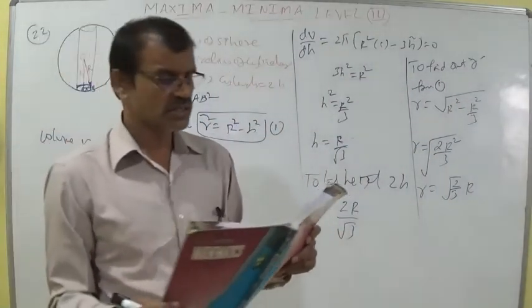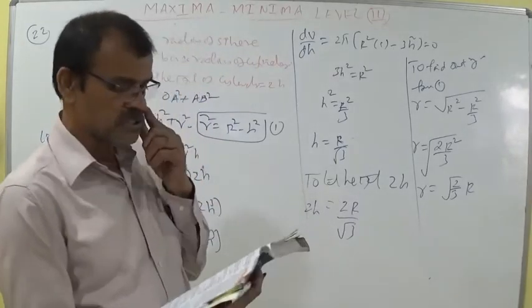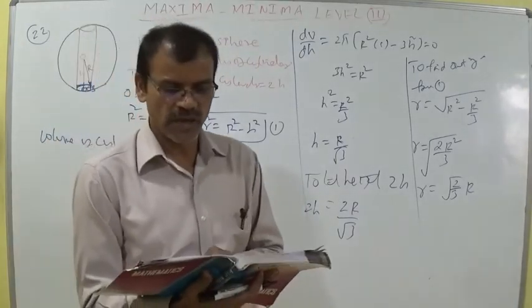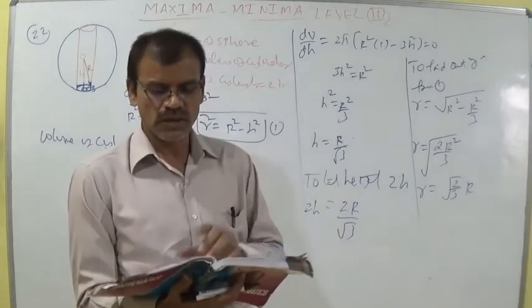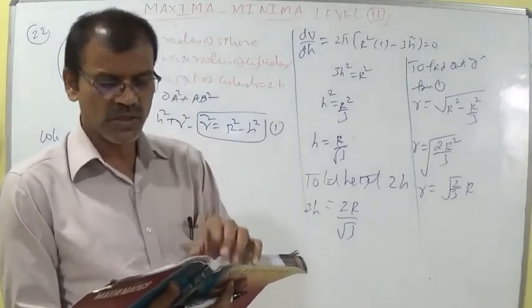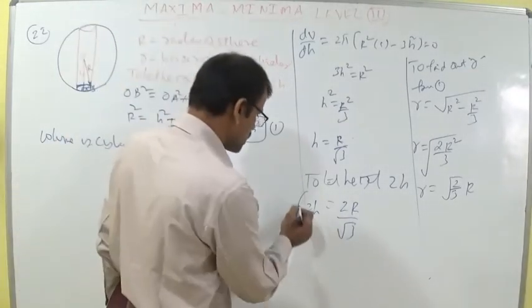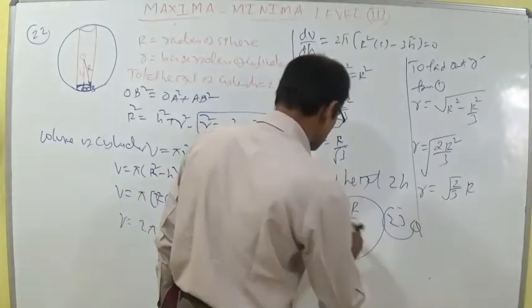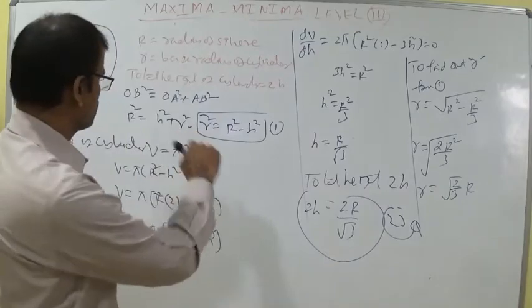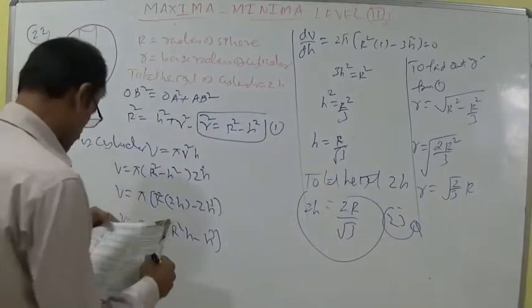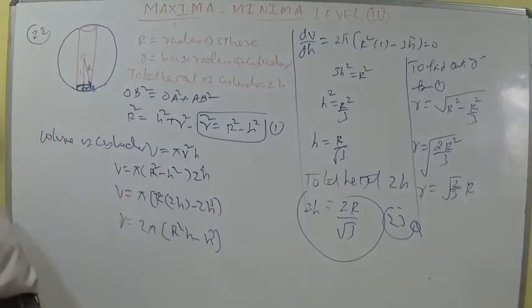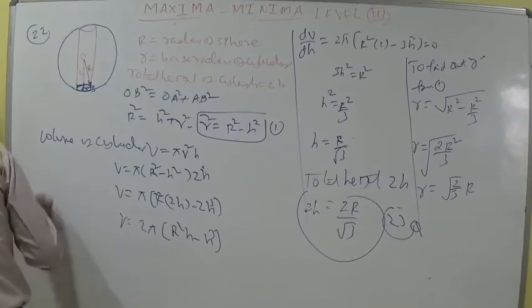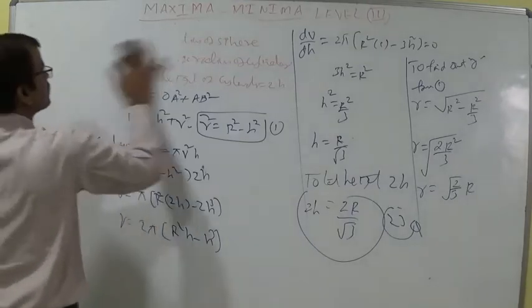Next students, let us discuss the 23rd question. The height of the cylinder of maximum volume that can be inscribed in a sphere of radius capital R is, height he asked. This is the answer of the 23rd question. Simply, 22nd and 23rd are merged in the same question. Now let us discuss the 24th question.